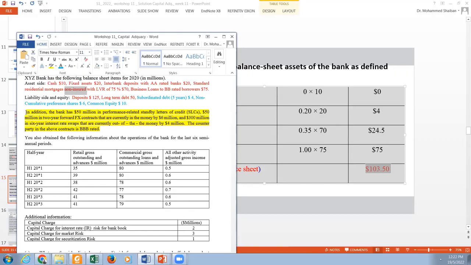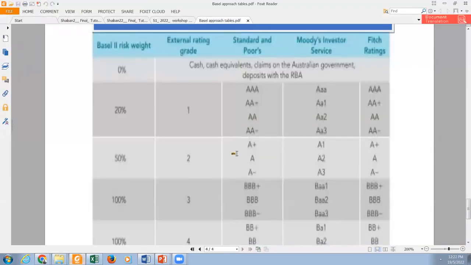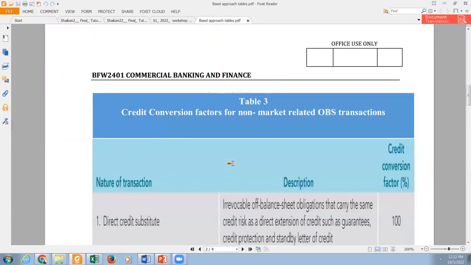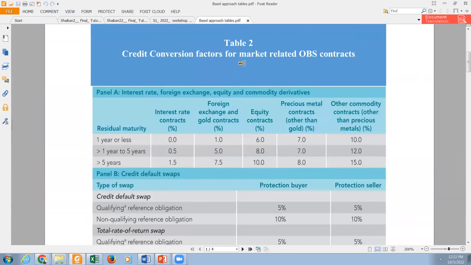Now, that's fine, but the problem is when we are using the tables for the off-balance sheet, Basel provide us with two sets of tables. If we are talking about the market-related, we have to use this table, table 2. As you can see, all of those, some type of contracts. This is derivative contracts, interest rate contracts, foreign exchange contracts, equity contracts. And I'm not using the rest for the problems, either in the test or in this example. I'm using only those contracts.